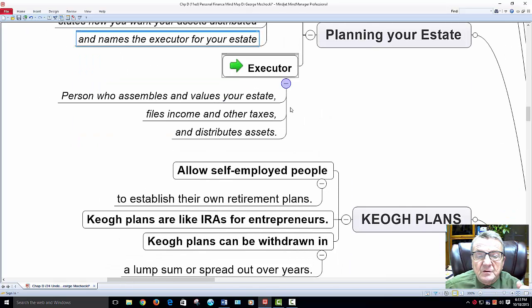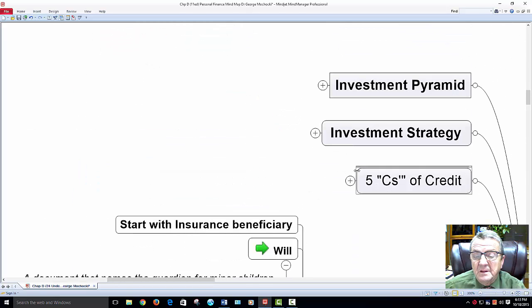Okay, now the executor is a person who assembles and values the assets, files income tax and other taxes for the individual, and distributes the assets.